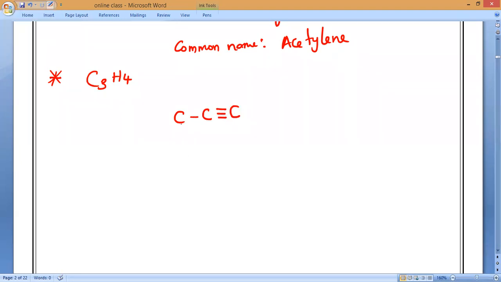First carbon has only one bond, so how many hydrogens will come? 3 hydrogens. Second carbon, check it, already 4 bonds are over. Will any hydrogens come? No, sir. Third carbon already has 3 bonds, so how many hydrogens will come? 1 hydrogen. So what is the condensed formula? All of you should try to answer. CH3 single bond C triple bond CH. That is what it is.